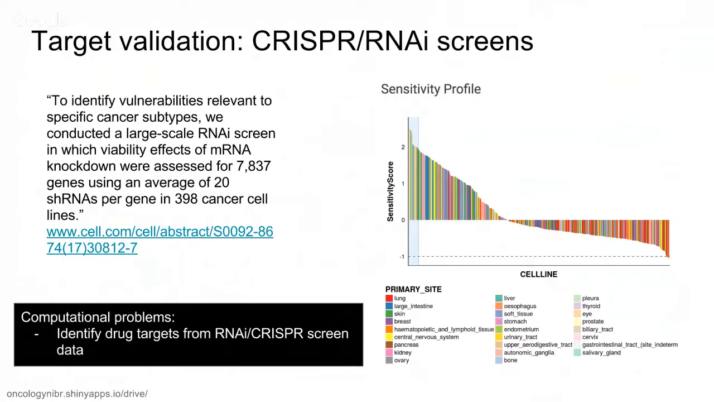like, I don't know, EGFR or something, you'd see that certain cancers are very sensitive to RNAi knockdowns or CRISPR knockdowns of EGFR, and then you could use that as a platform to start developing a drug against that target. So that'd be another thing you do.